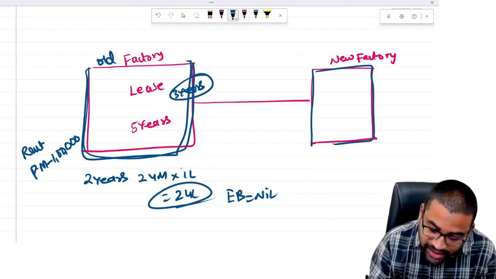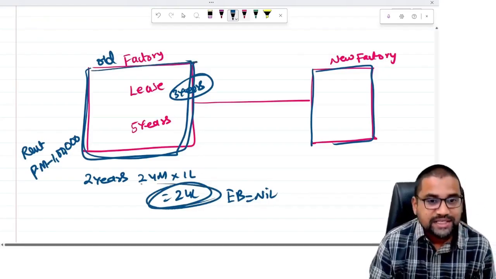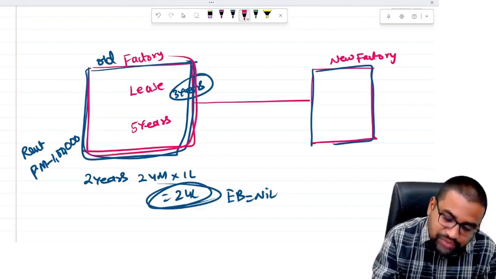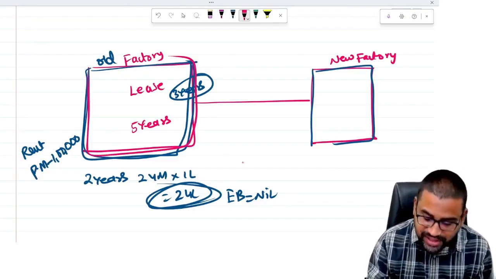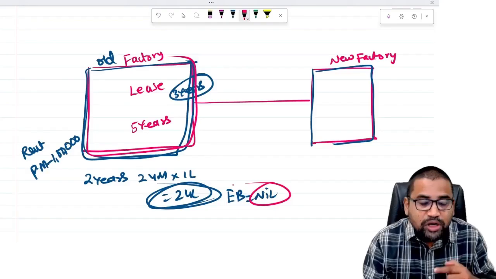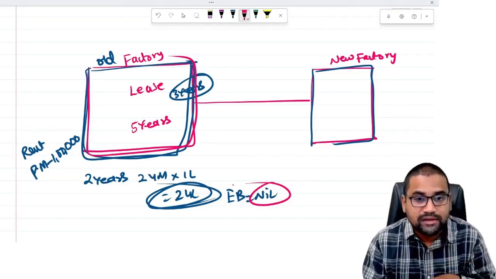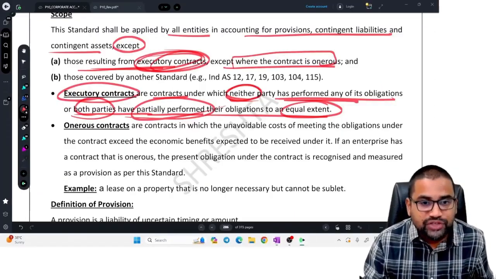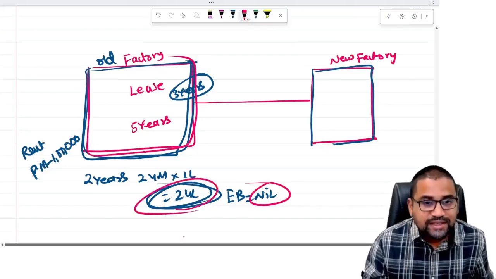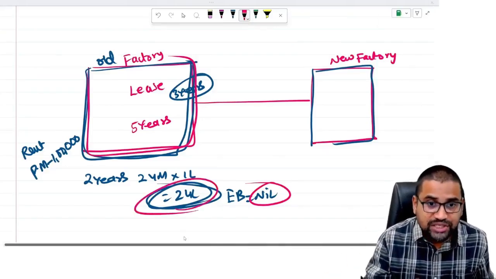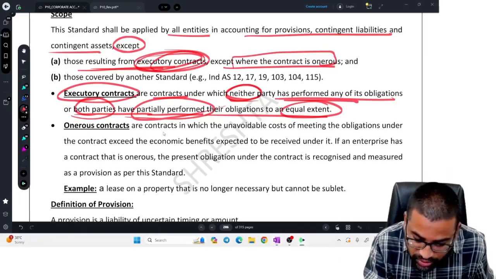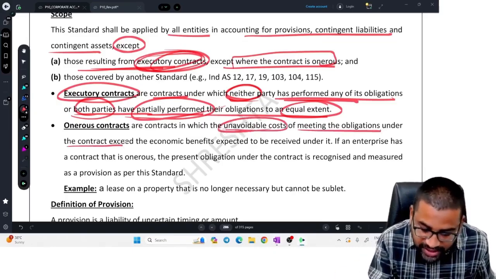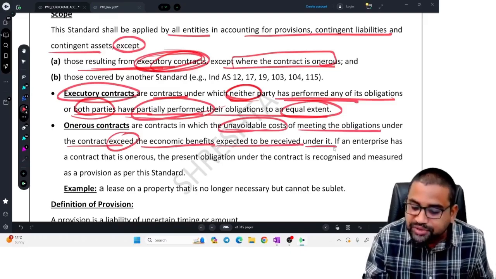Now here, the unavoidable cost of meeting the obligation, 24 lakhs, is more than the economic benefits we are going to receive. What is the economic benefit we are going to receive here? Zero. So when the unavoidable cost of meeting the obligation is more than the economic benefits expected, then this standard is applicable and you can create a provision. So for this 24 lakhs, your unavoidable cost of meeting the obligation, you can create a provision. That is what onerous contracts are: contracts where the unavoidable cost of meeting the obligation under the contract exceeds the economic benefits expected to be received under it.